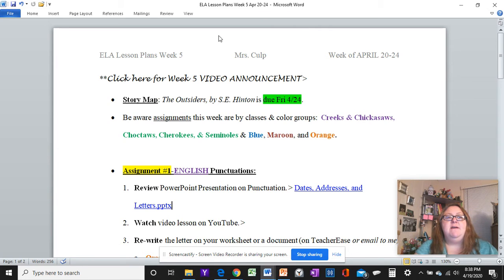Okay, story map for The Outsiders by S. E. Hinton. That is due Friday, the 24th. So you should be wrapping up reading that story and go ahead and get your graphic organizer out, your story map, and let me know all of those components, okay?